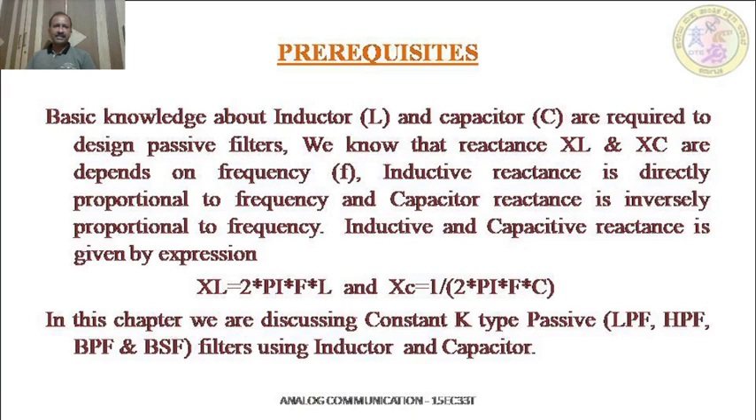As frequency increases, reactance decreases. Now, using this property, you connect the circuit elements, inductor and capacitor, in a required fashion, and you can obtain low pass or high pass operation. So using inductor and capacitor, it is possible to construct a low pass filter or high pass filter by connecting them in a proper way. In our syllabus, you are discussing constant K type passive filters. It may be low pass, high pass, or band elimination filter that you design using inductor and capacitor.